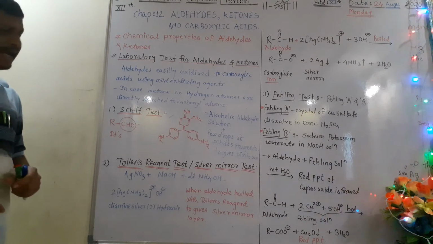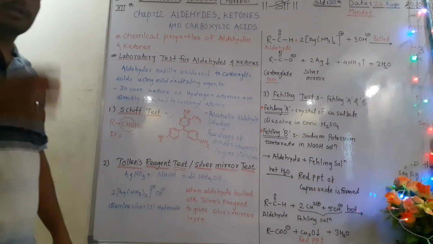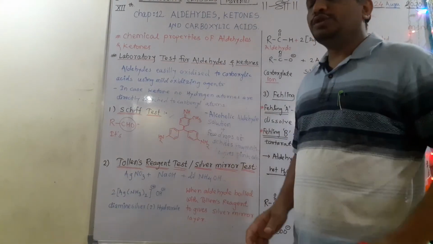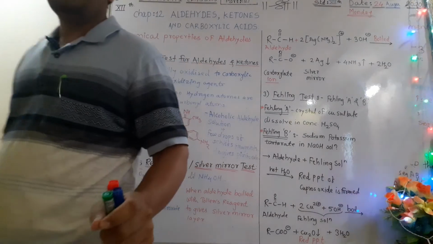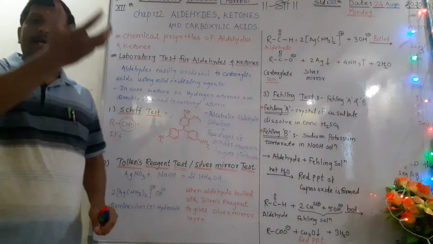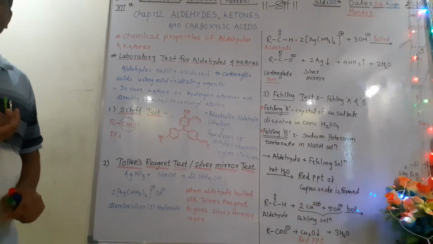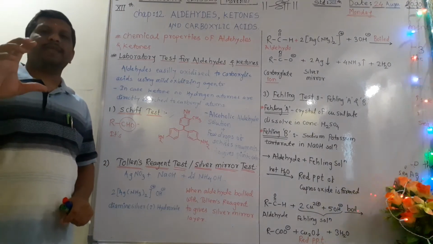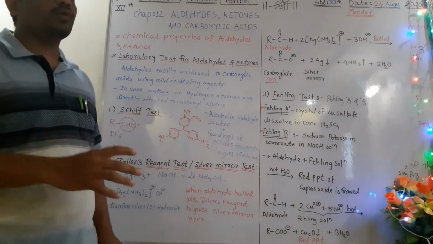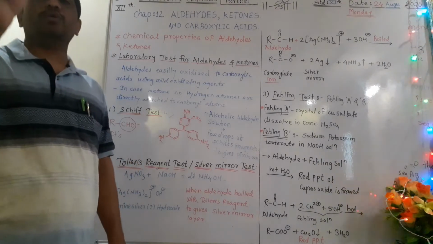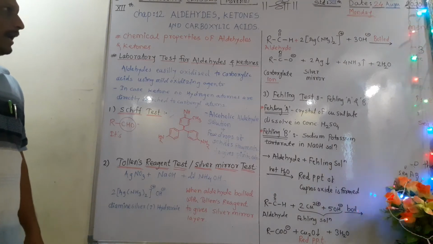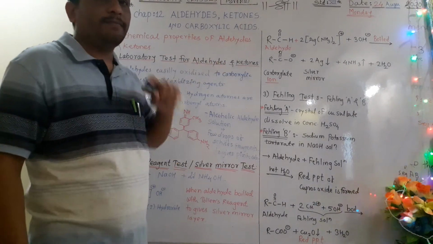Second is the Tollens reagent test, also called the silver mirror test. An aldehydic solution boiled with Tollens reagent forms a lower layer of silver mirror, and it is confirmed that this silver mirror shows the aldehydic functional group is present in the given compound or solution, and this reaction takes place in this way.